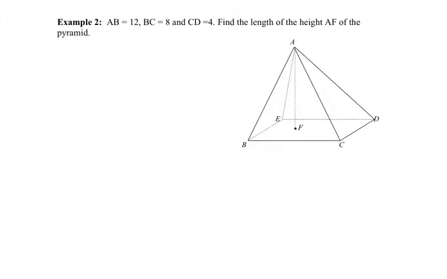Okay, so this one we're looking at a pyramid, and we've got that AB is 12. That's a slant height. BC is 8. CD is 4. So notice that here our pyramid is not symmetric. So we've got different measurements that we're going with. And we're trying to find the length of height AF. So we want to find AF. I'm going to label that X.